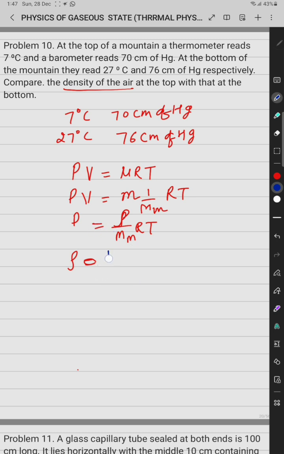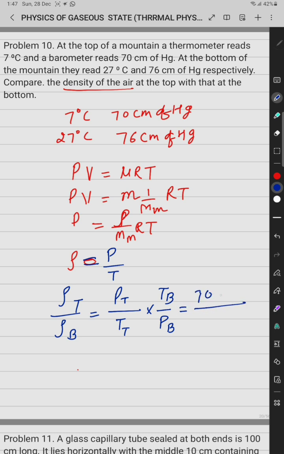P is the pressure, T is the temperature. So density at the top to the bottom: suppose the density at the top of the mountain to the bottom of the mountain is pressure at the top and temperature at the top, pressure at the bottom and temperature at the bottom.